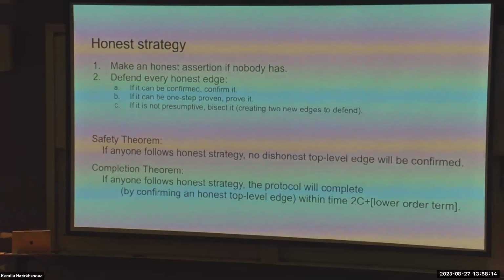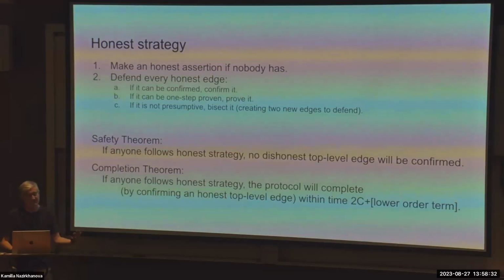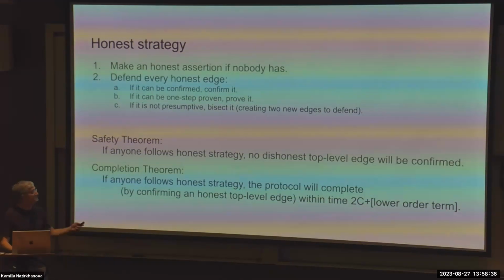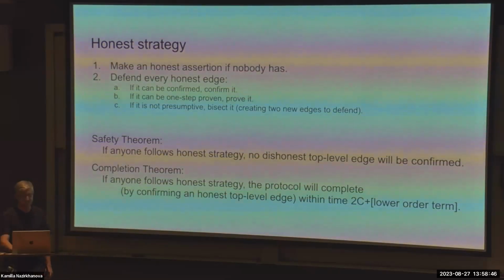And then also the completion theorem. If any one party follows the honest strategy, the protocol will complete safely within time of 2C, that is 2 challenge periods, plus a lower order term. Now, because the completion time is C even if there's not a dispute, this means that you add another C plus some low order stuff. So basically, think of it as 7.5 or 8 days of extra delay. And that's true no matter how many stakes the adversary is sacrificing. Once the dispute's over, the protocol will catch up and you won't have lost any time.